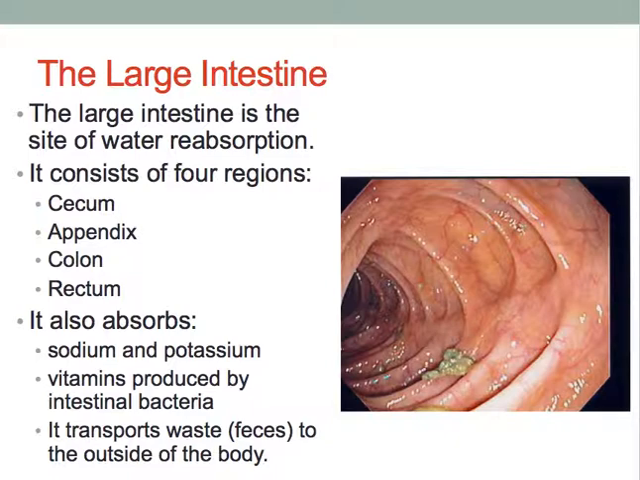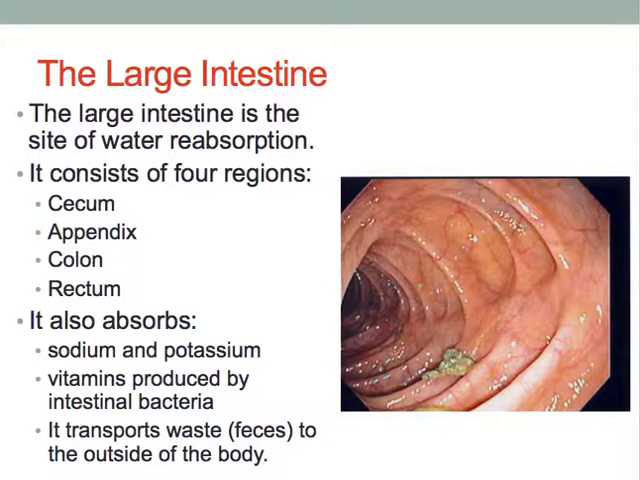The large intestine is the next stop on the digestive tract. The large intestine's main role is for reabsorption of water. There are four main regions of the large intestine: the cecum, the appendix, the colon, and the rectum, and I'll mention those in just a second. So the large intestine itself serves to reabsorb water. It also compacts the contents of the intestine into feces.